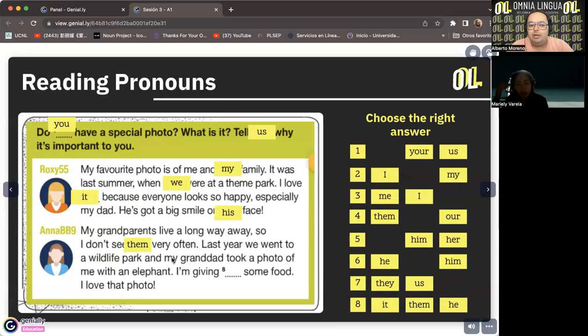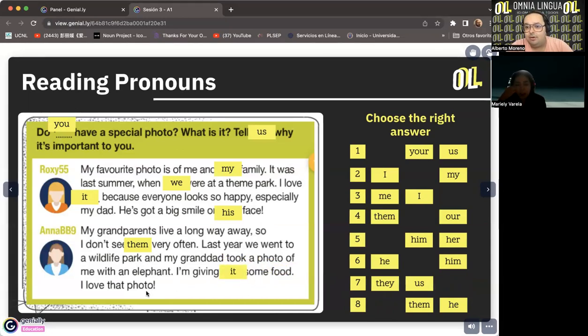Last year, we went to a wildlife park and my granddad took a photo of me with an elephant. I'm giving it, them, or he. Bueno, puede ser he. En inglés americano se utiliza he, pero gramaticalmente lo correcto sería it. Le estoy dando al elefante. I'm giving it some food.